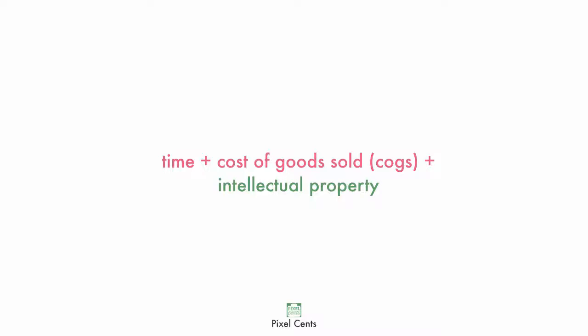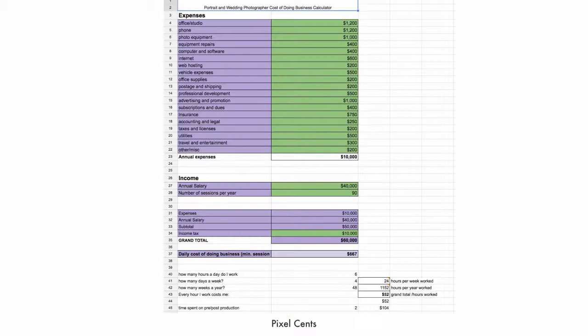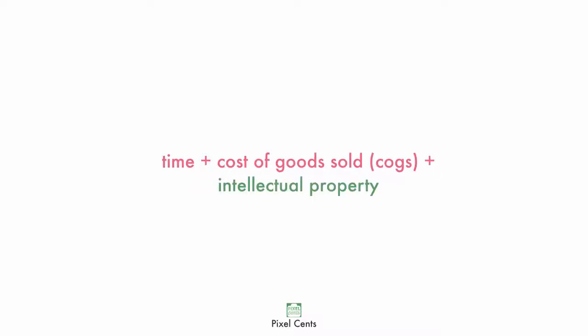So when pricing my products, I use this. Time, and this is where your cost of doing business comes into play. Your cost of goods sold, so that would be things like prints, mounting, framing, shipping, any outsourcing. You'll get this information from your vendor invoices or your price list. And then there's your IP, or your intellectual property. And that's what we're going to use the Pixel Sense formula for.